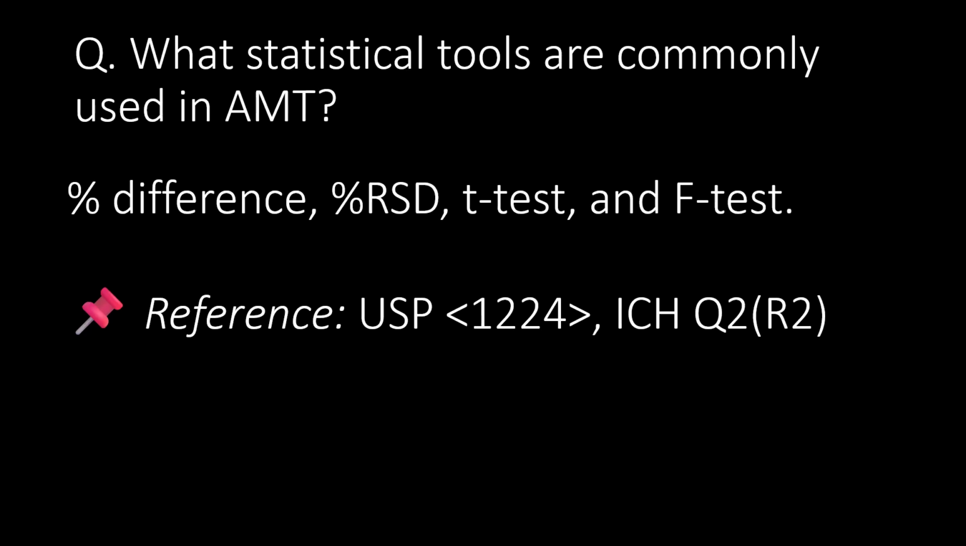What statistical tools are commonly used in analytical method transfer? Percent difference, percent RSD, t-test, and F-test are the common statistical tools used in analytical method transfer. Reference USP chapter number 1224 and ICH Q2(R2).